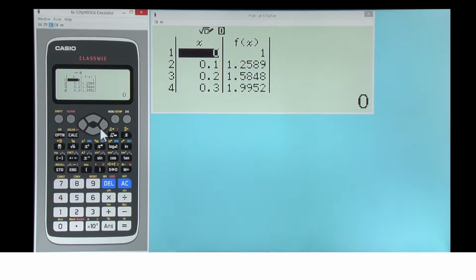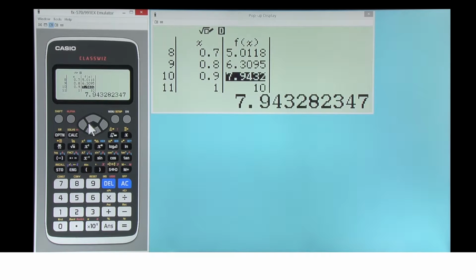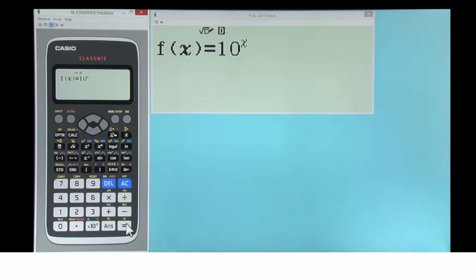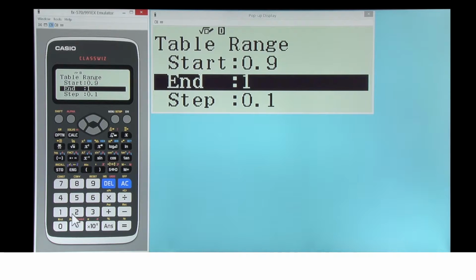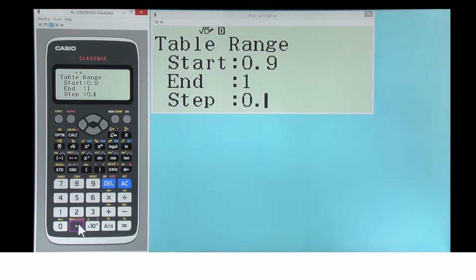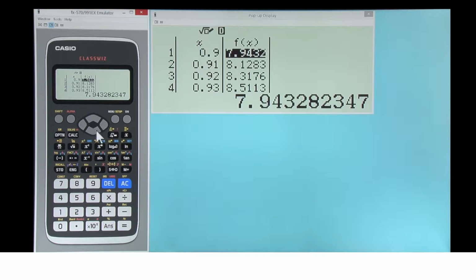And here's our table. We'll scroll the table and look for a value of 8. And 7.9, 0.9 is close to but not the same as 8. So looks like the power has to be a little bit more than 0.9. So let's change the table values a little bit. We'll start at 0.9 and go to 1, this time in steps of 0.01. And again look at the table and see that the value is too small there and too large there.